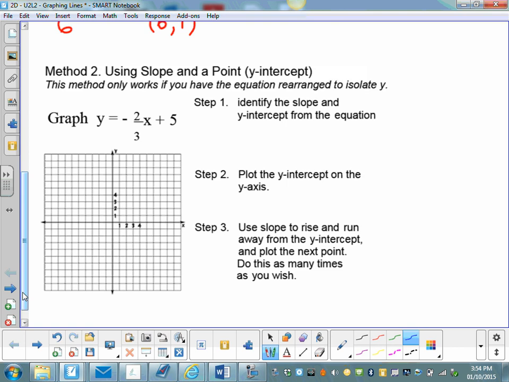So in order to do that, step 1, I need to identify the slope and the y-intercept. Remember that the number in front of the x is the slope, that's m, and the y-intercept is the number that's on the end, that's b. The next step is to plot the y-intercept on the y-axis. Our y-intercept is 5. I'm going to go to 5 on the y-axis, and there is the y-intercept. So I plotted that.